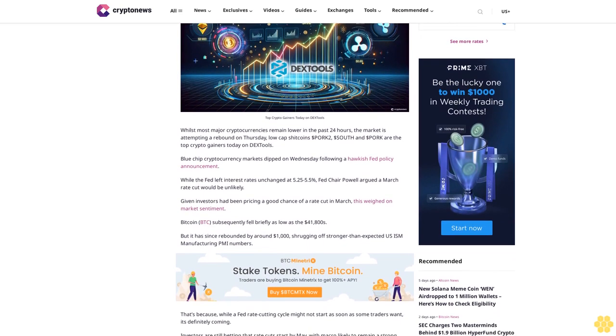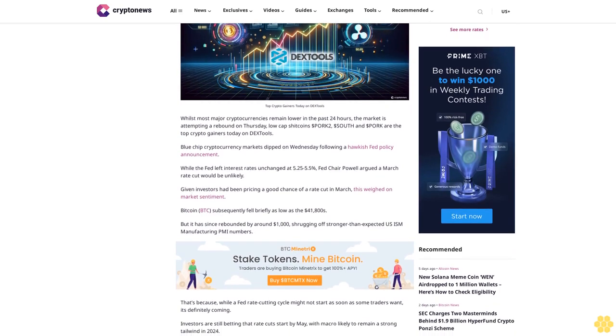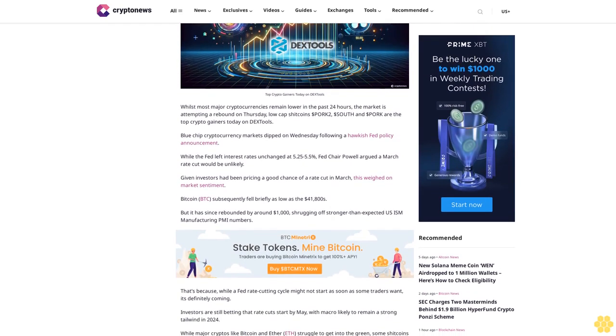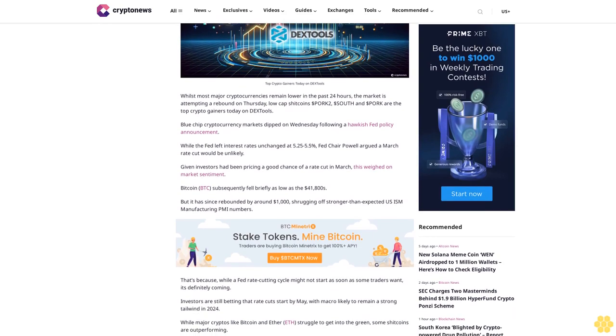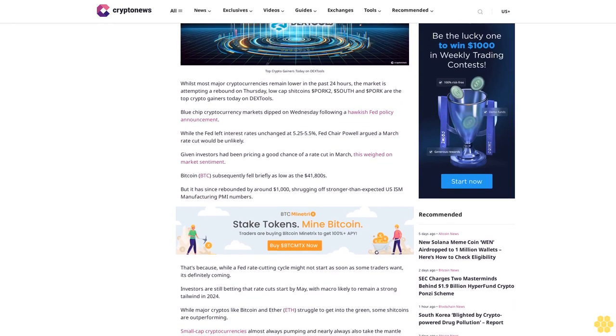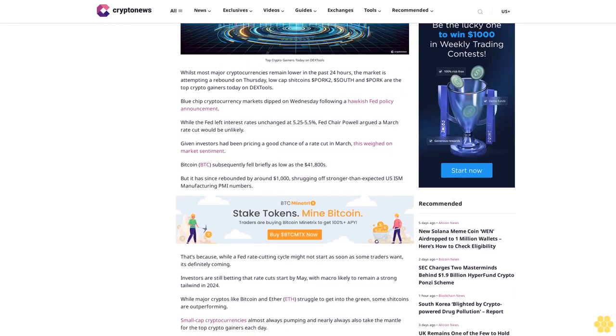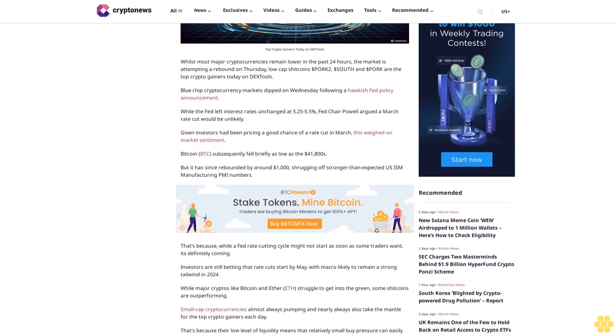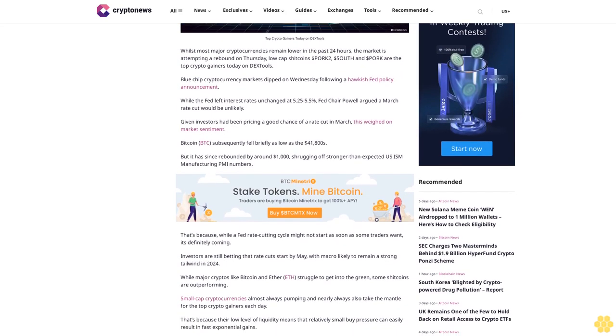Blue chip cryptocurrency markets dipped on Wednesday following a hawkish Fed policy announcement. While the Fed left interest rates unchanged at 5.25%, Fed Chair Powell argued a March rate cut would be unlikely. Given investors had been pricing a good chance of a rate cut in March, this weighed on market sentiment.